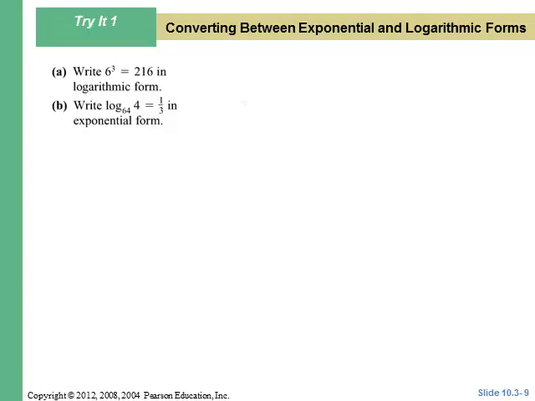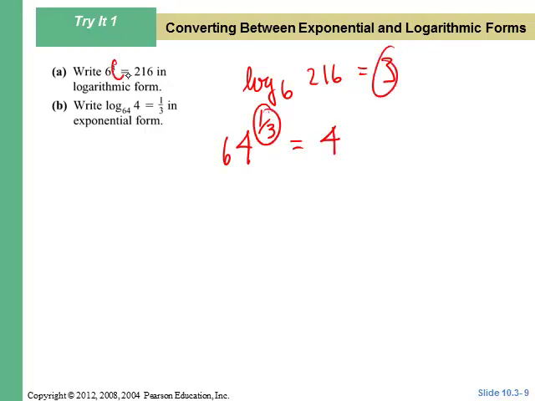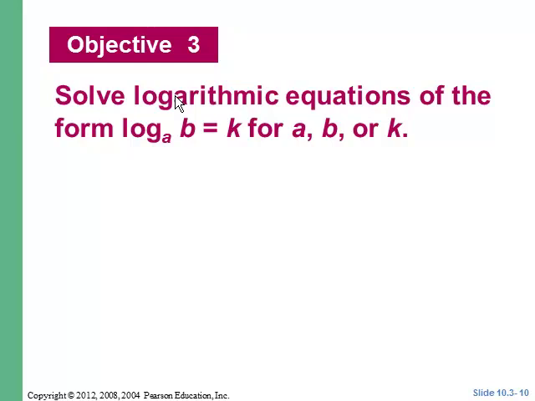All right, so write 6 to the third equals 216 in logarithmic form. So log base 6 of 216 is 3. 64 to the 1/3 is 4. Notice, this is the exponent. The logarithm is the exponent.